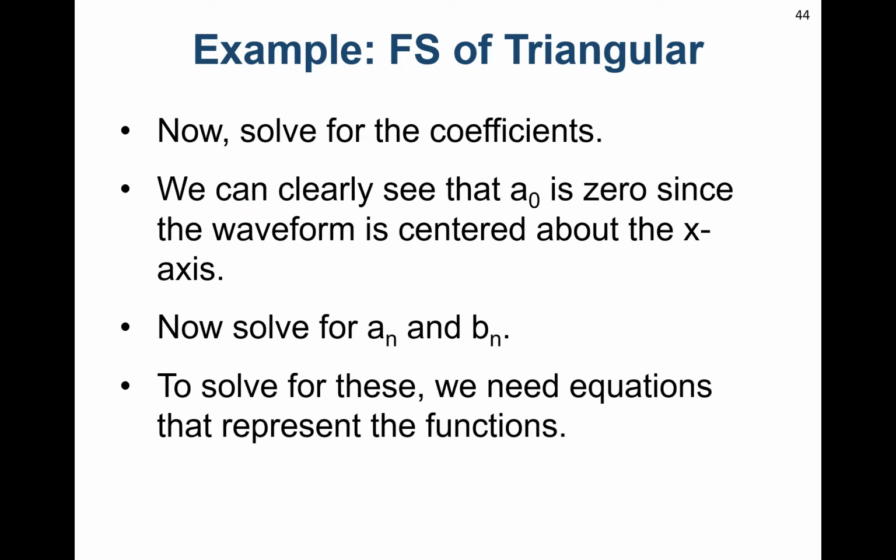Radians per second, sorry. All right, so now we're going to solve for the coefficients. We don't have to worry about a sub 0. A sub 0 is definitely going to be 0 because we see that the area of the waveform above the axis is equal to the area of the waveform that's below the axis.